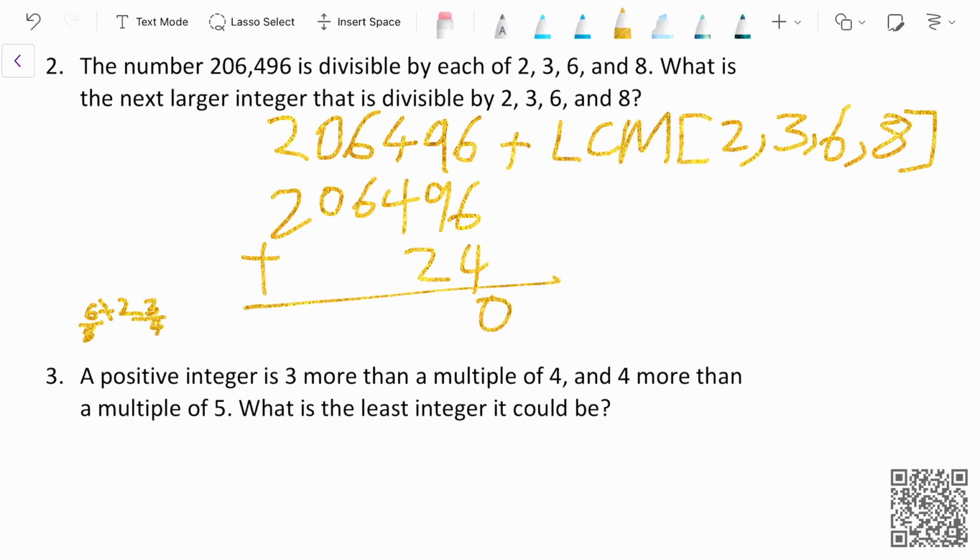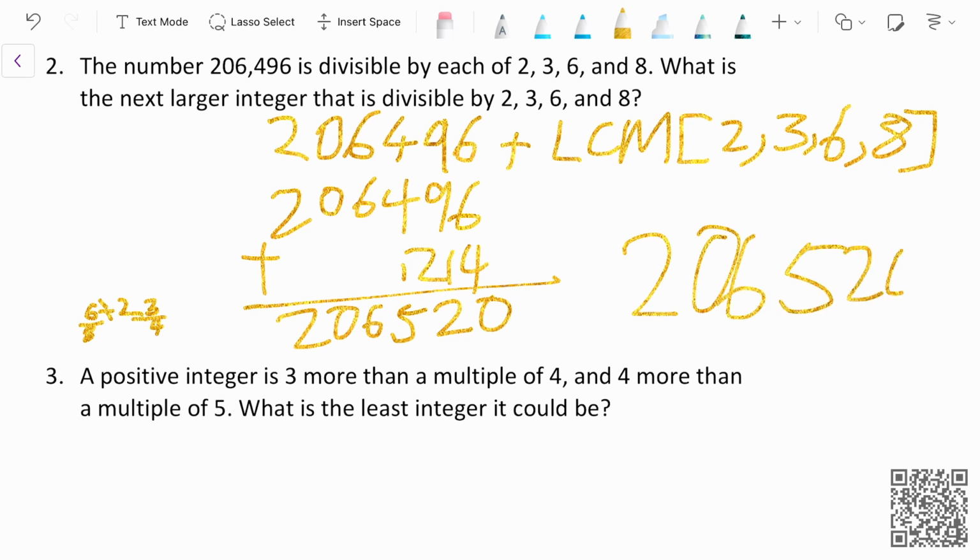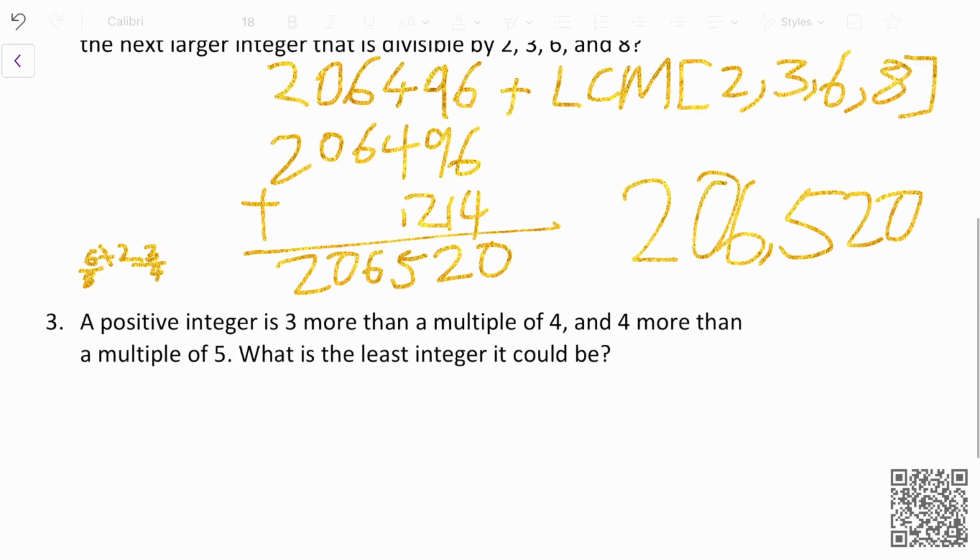6 plus 4, 10. 9 plus 1 is 10, plus another 2, 12. Carry over the 1. And then you would get 6, 0, 2. So the answer is 206,520. Add a comma there if you want to be fancy.